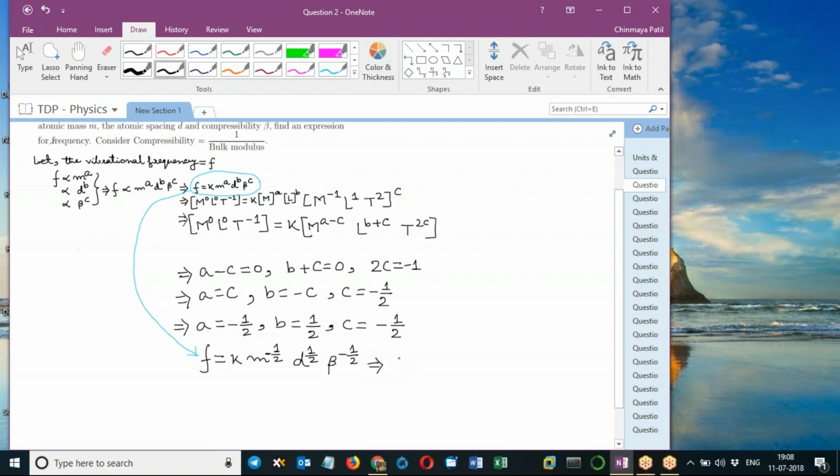So from here what you can say? We can say f is equal to k into square root of d by m into beta. Do you agree to me? Because square root of d, and m and beta are power minus 1 by 2, so it comes in the denominator. That was the question.